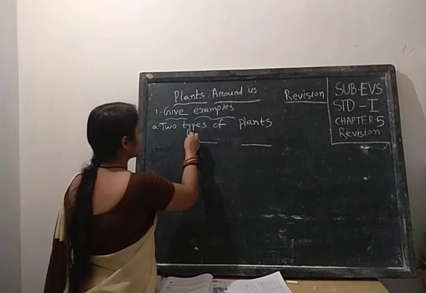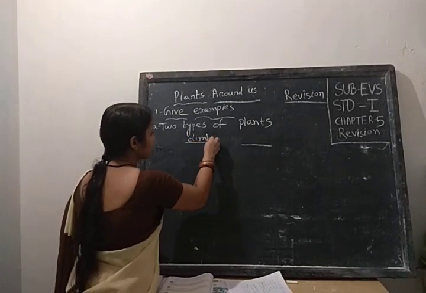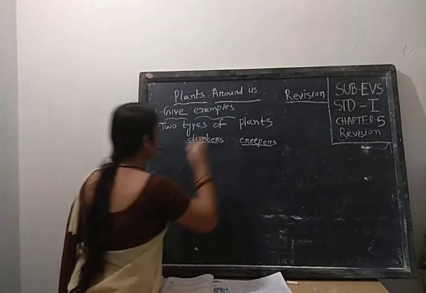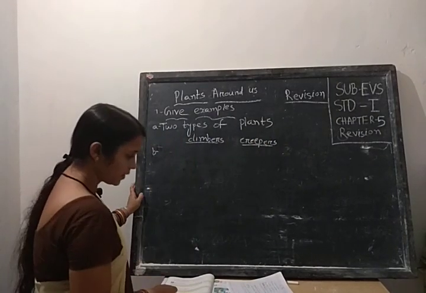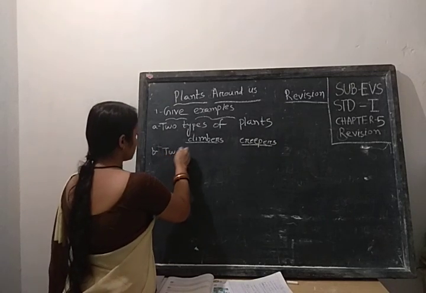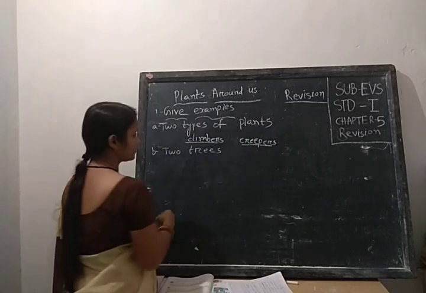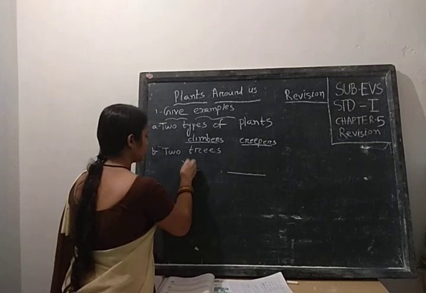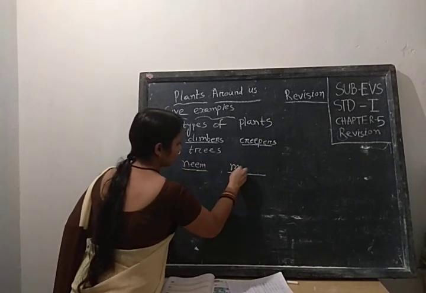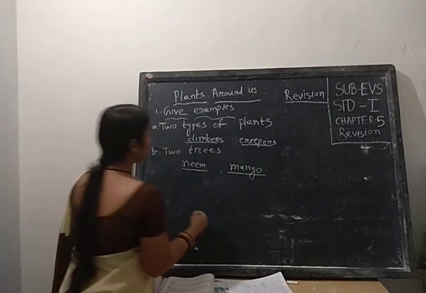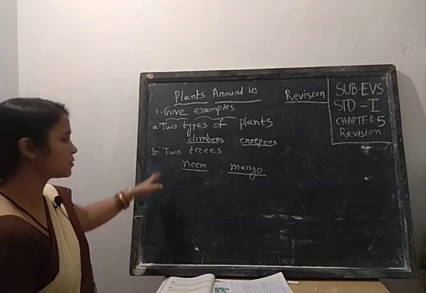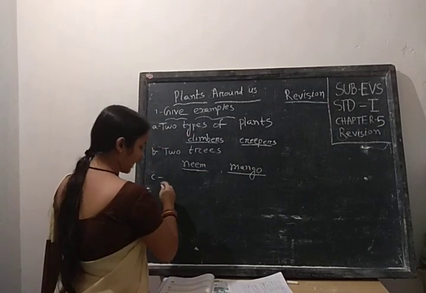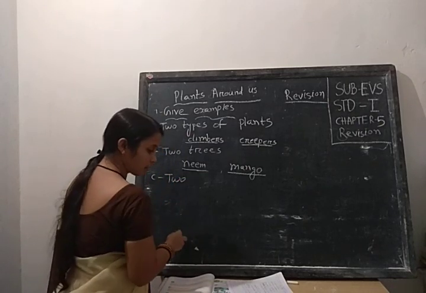Climbers, creepers. Two types of plants. Then, two trees. Neem tree, mango tree. Two types of plants, climbers, creepers. Two trees, neem, mango. Then, two climbers. Give two examples of climbers.